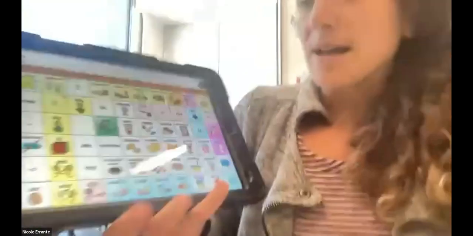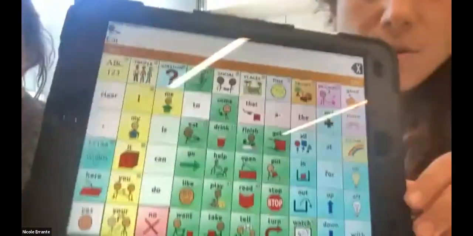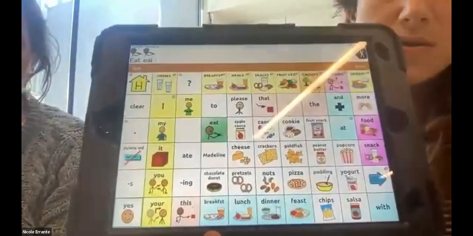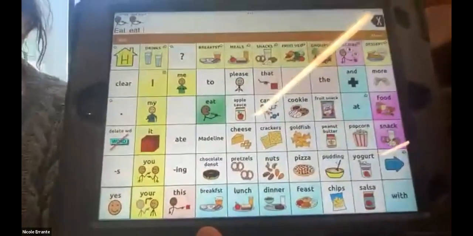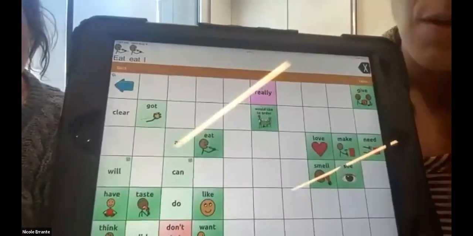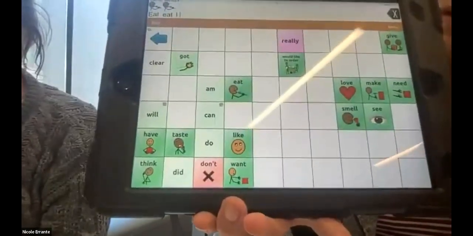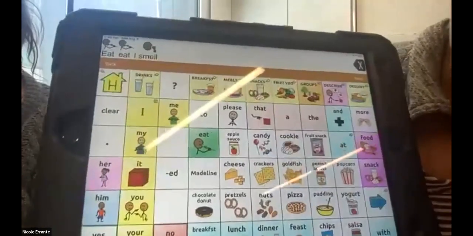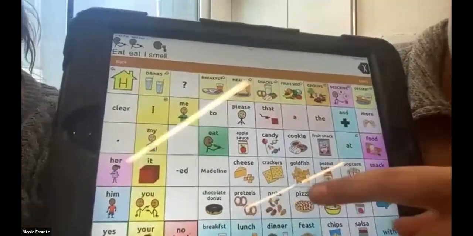Yes. Thank you. Okay. So what I was trying to show you is when you hit eat, it opens up to this page here that's just associated with vocabulary having to do with eating. If you press I, some associated verbs will come up here. So like smell. You could press smell. I smell pizza.